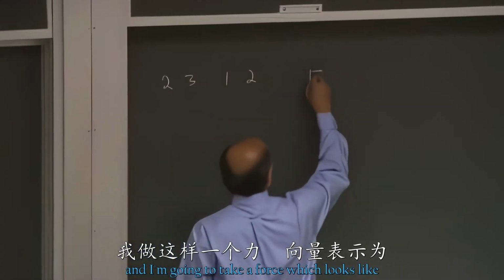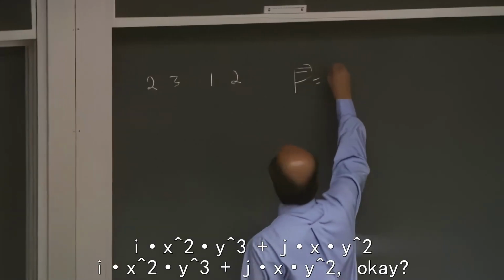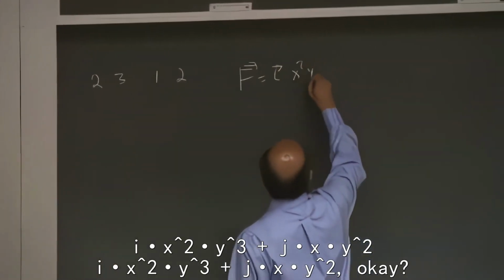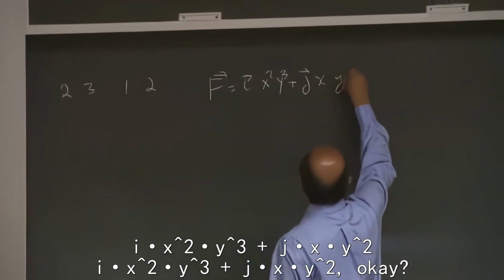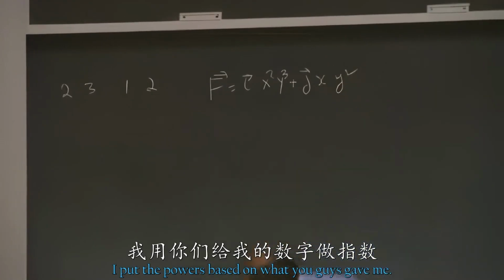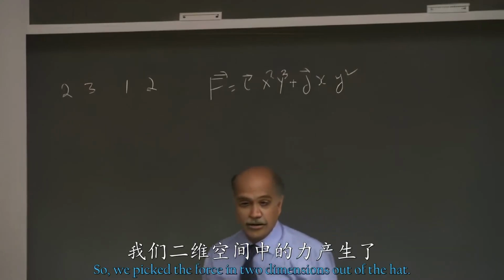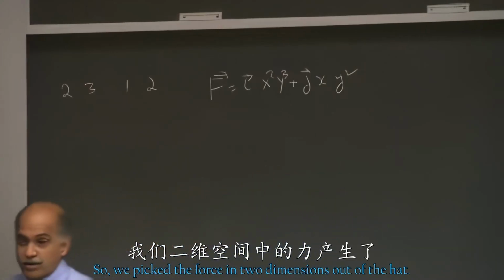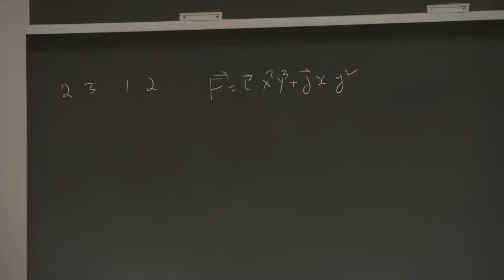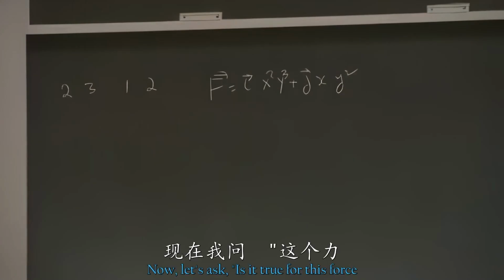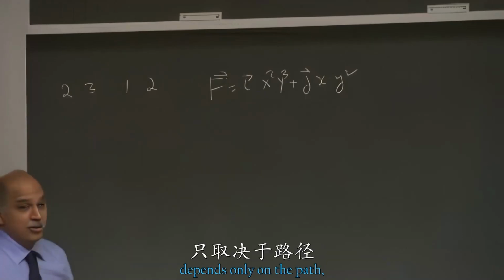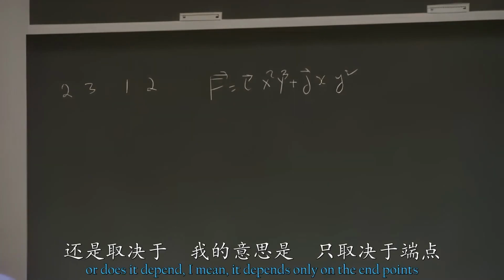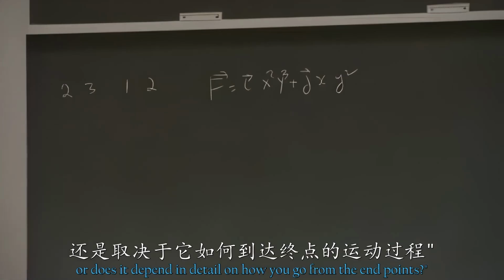Okay, so you pick these numbers randomly. I'm going to take a force which looks like i times x squared y cubed plus j times x y squared. Okay? I put the powers based on what you guys gave me. So we pick the force in 2 dimensions out of a hat. Now let's ask, is it true for this force that the work done in going from one point to another depends only on the endpoints, or does it depend in detail on how you go from the endpoints?